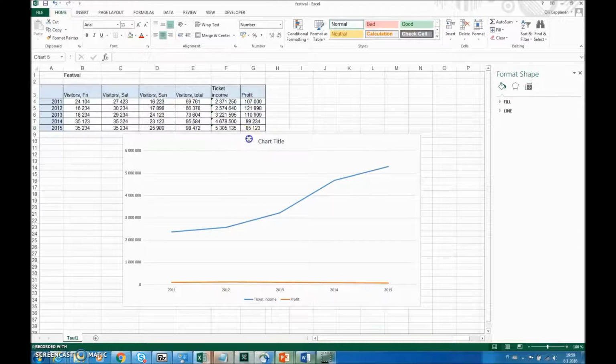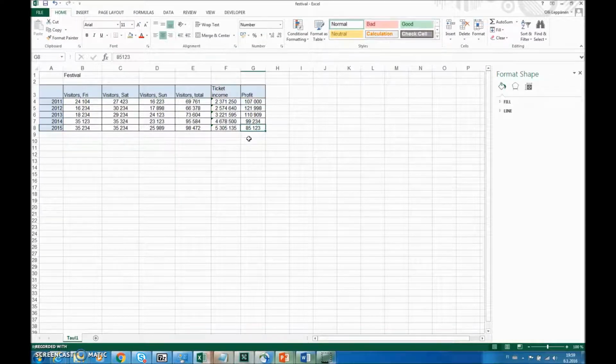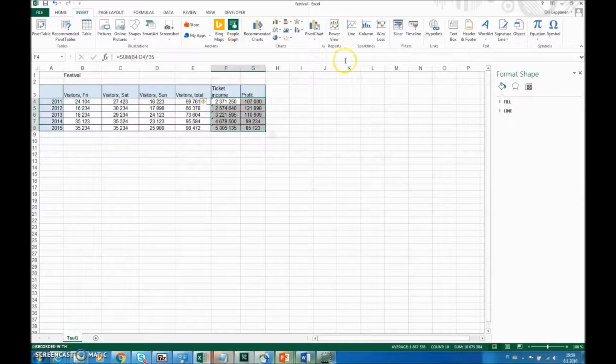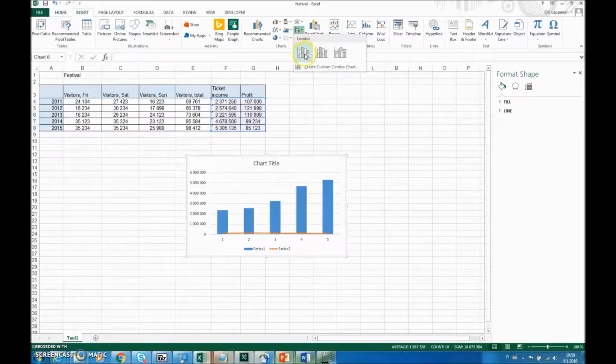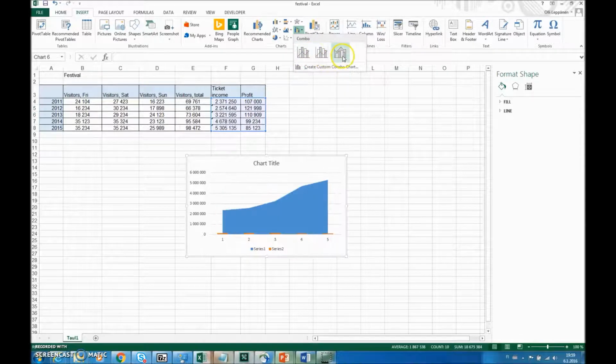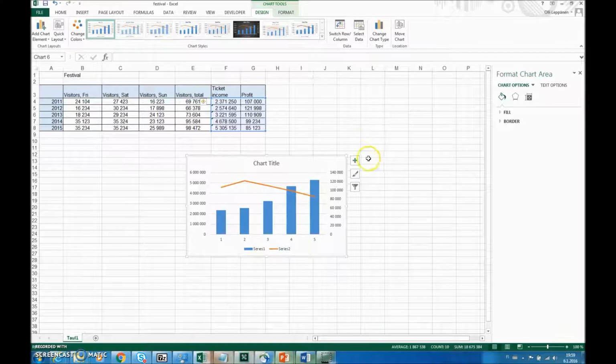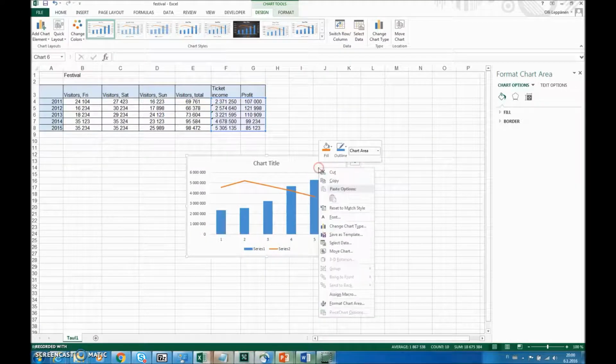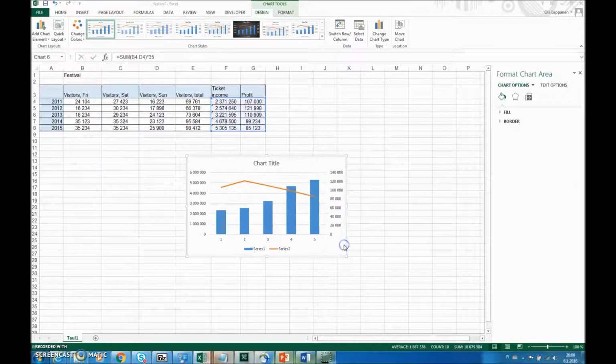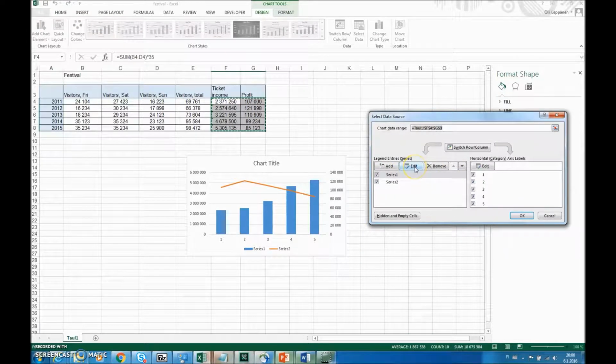So let's get rid of this, and instead of creating the normal line chart, we can select here the combo chart. And there are different kinds of those. For example, this might be good for our purposes. Let's put the series data correctly here.